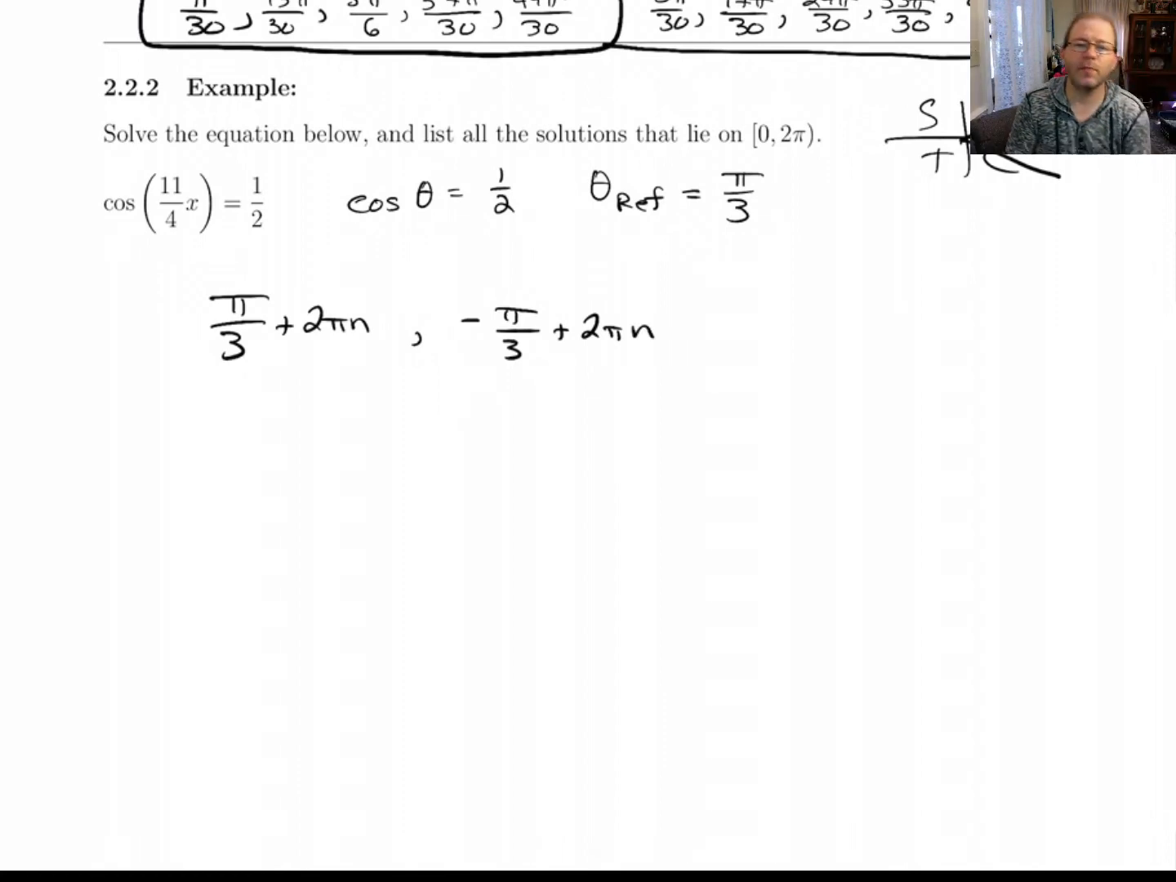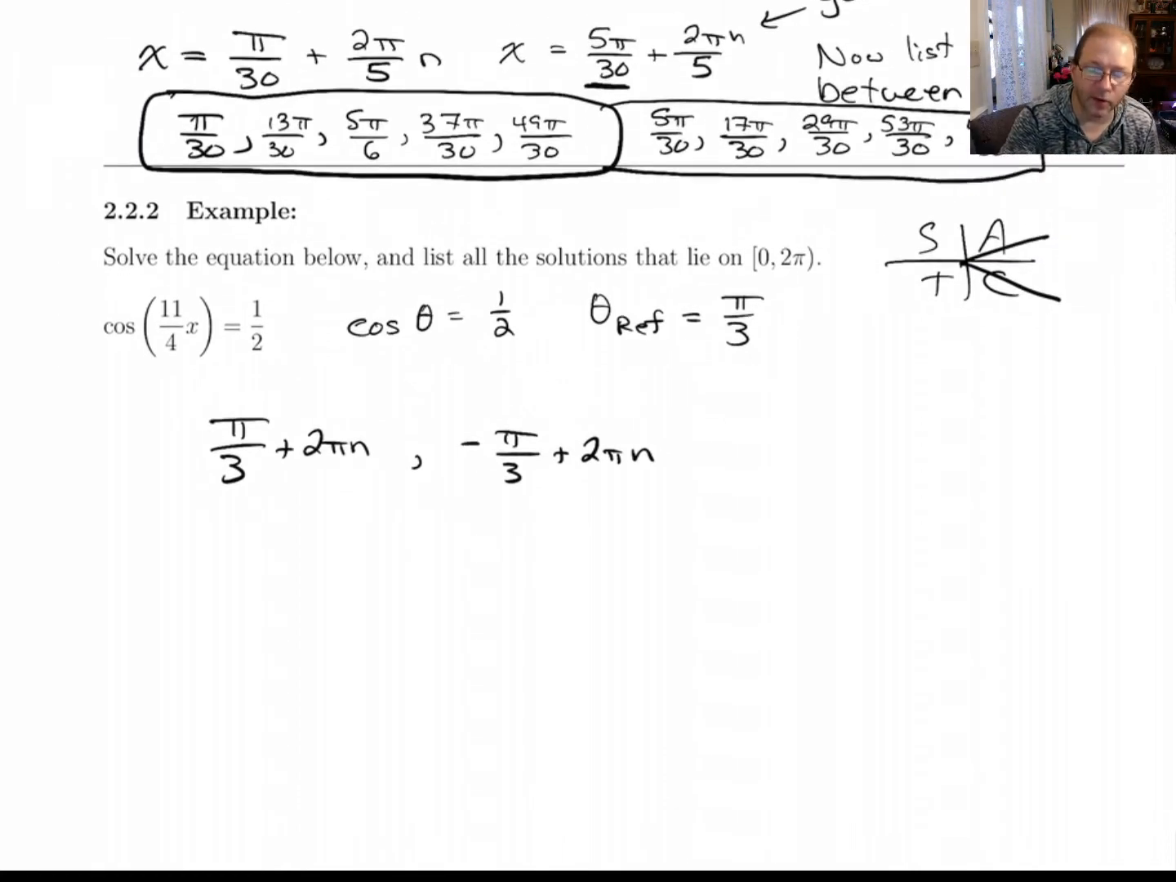It's okay to use negative pi over 3 here instead of going around and calling it, what would it be? Well, instead of going around and getting 5 pi over 3. It's perfectly fine to leave it like this, because when we start adding the 2 pi's on, we'll just collect all the solutions in the end that lie between 0 and 2 pi.